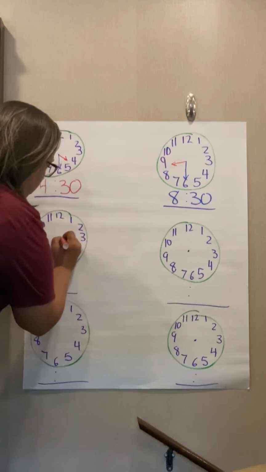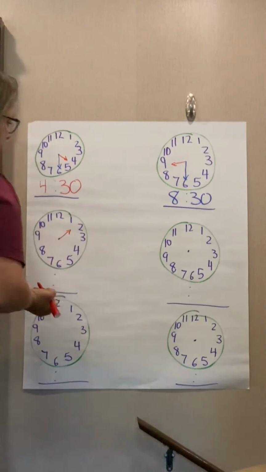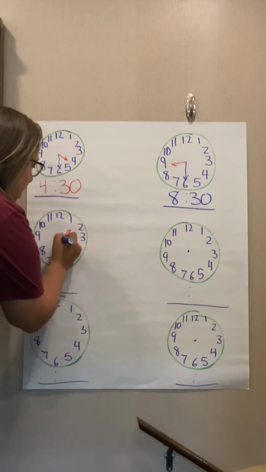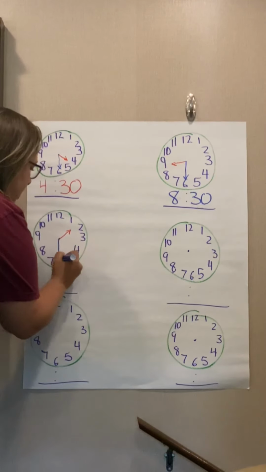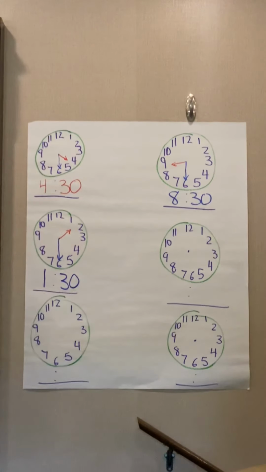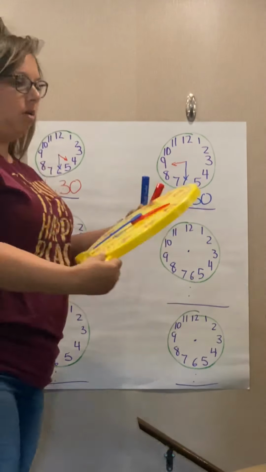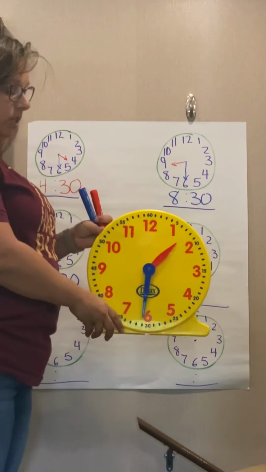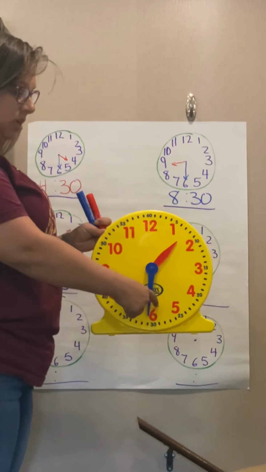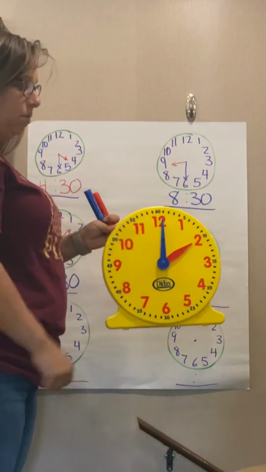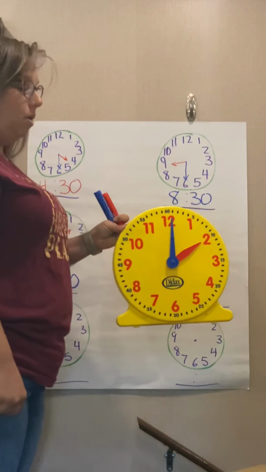So I'm going to draw my short hand. It's not to the 2 yet. It's right between that 1 and that 2. And my minute hand goes all the way down to the 6. 1:30. And we don't want to forget about our o'clock. So let's do an o'clock. If it's 1:30, what's going to happen if it goes another 30 minutes? If it goes another half of an hour, it will be 2 o'clock.